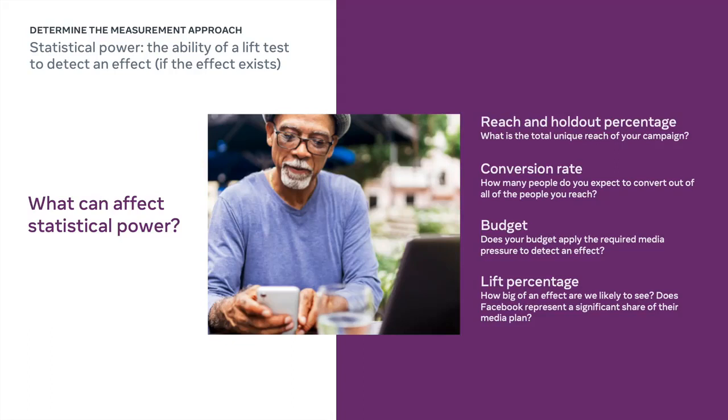Reach and holdout percentage. We generally recommend you have a holdout of at least 20% of your audience. For conversion lift, the conversion rate: how many people do you expect to convert out of all of the people you reach? Budget: do you have a sufficient overall spend to reach a higher percentage of your target audience? We recommend that you budget to reach 50% or more of your target audience.